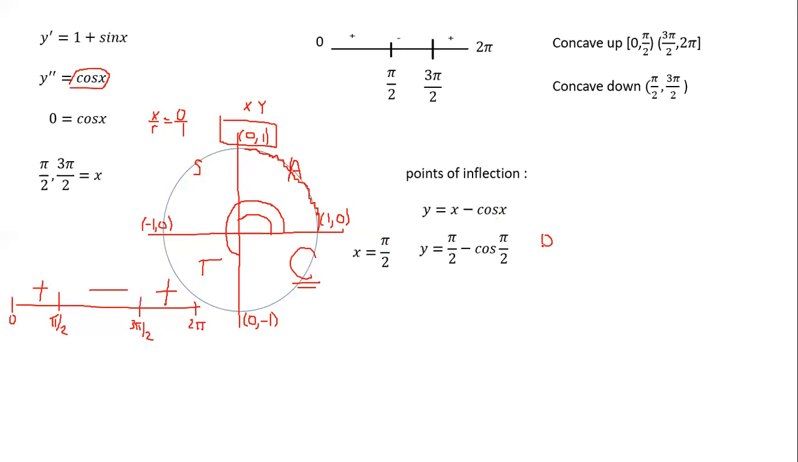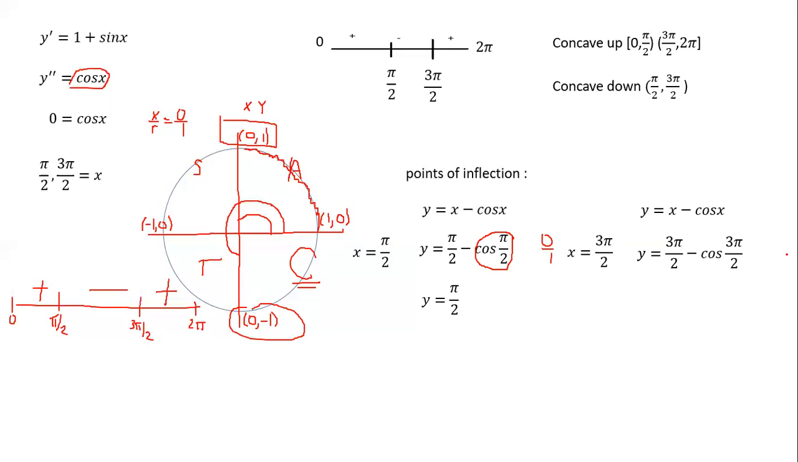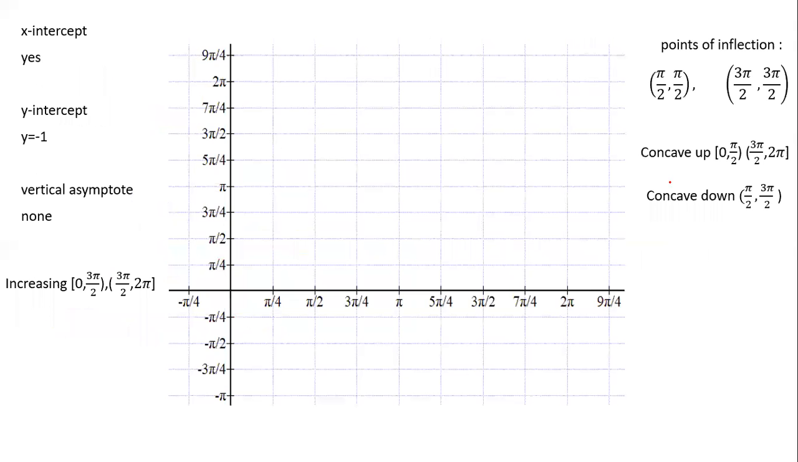Cosine is x over r. So again, that is just 0. So our point is pi over 2 and pi over 2. The second one was 3 pi over 2. Now we've done this one before. This was our critical point. Cosine of 3 pi over 2 took us to here. Cosine is x over r. So this worked out to be 0, and y equals 3 pi over 2. So we have 2 points of inflection. Lovely and symmetric, those.